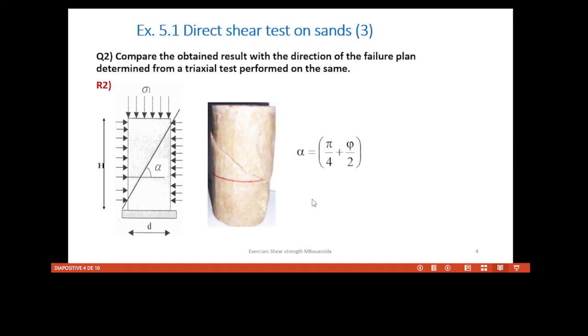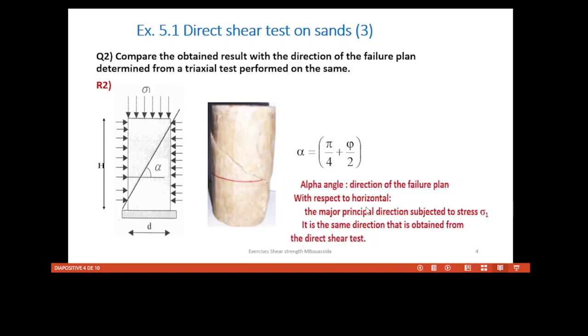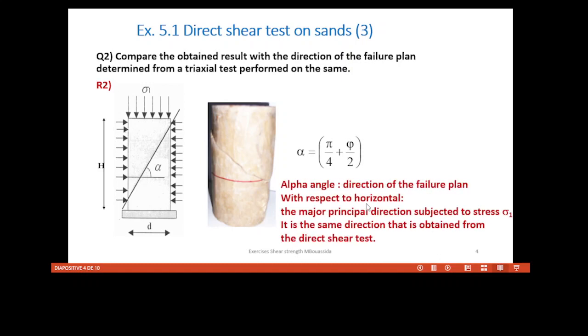From the representation of the Mohr diagram, the last slide, we can easily determine that alpha is equal to pi over 4 plus half of the friction angle. To answer the question, we have to say that the alpha angle gives the direction of the failure plane for the triaxial test with respect to the horizontal. That is the direction of the major principal stress sigma 1, as we can see here.